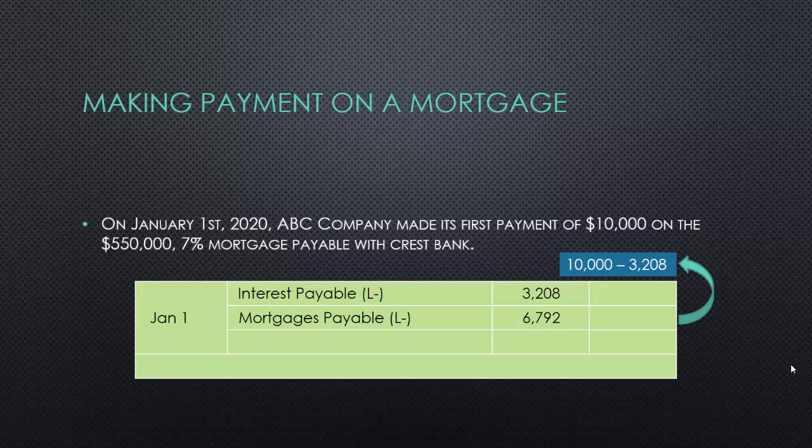And the last part of the entry is to credit cash. For the amount of your payment, our payment is fixed at $10,000, so we are going to credit cash for $10,000. We paid January's mortgage to Crest.